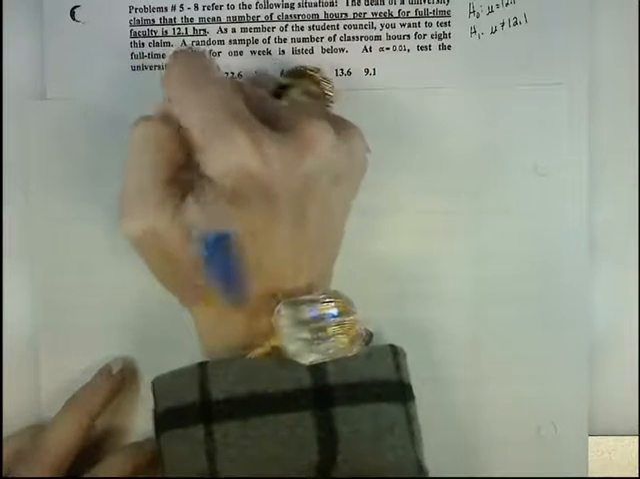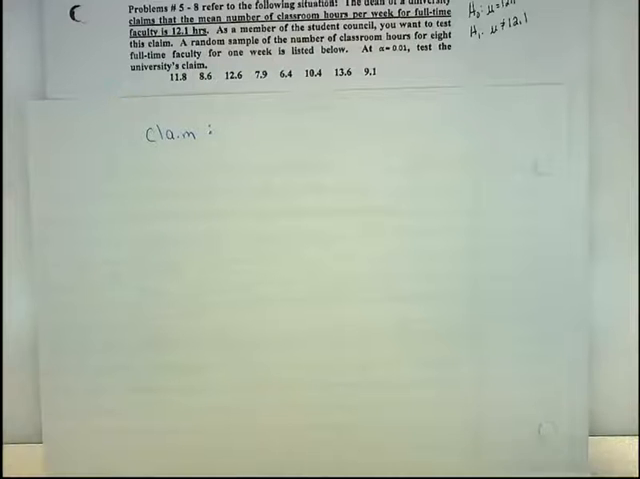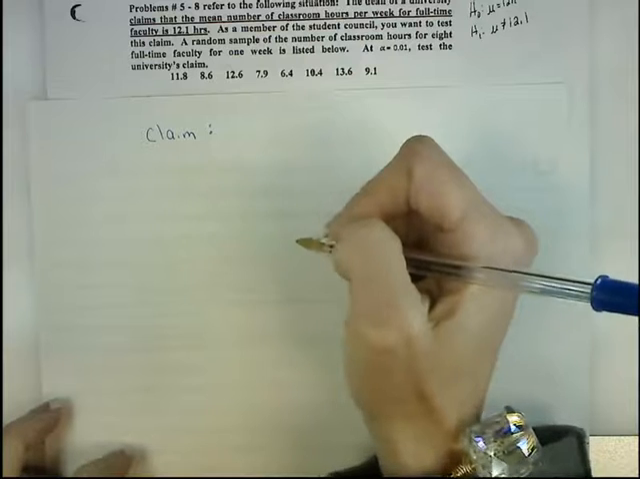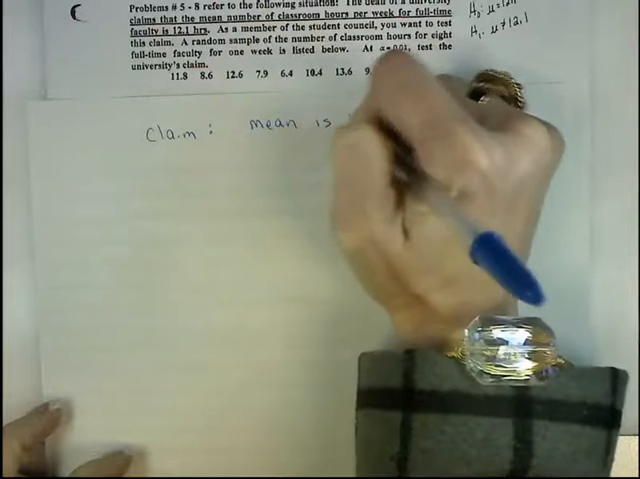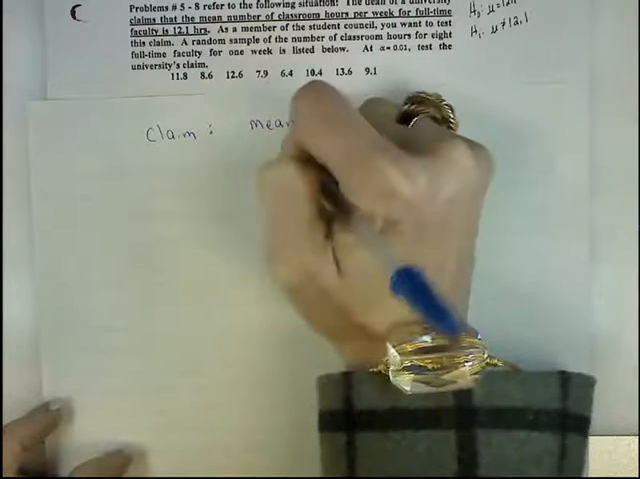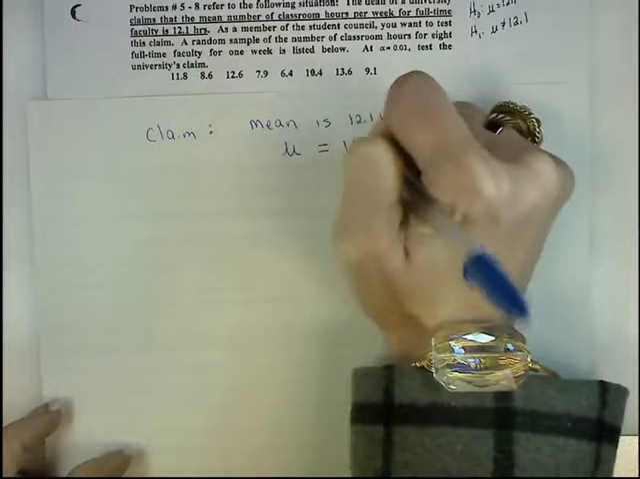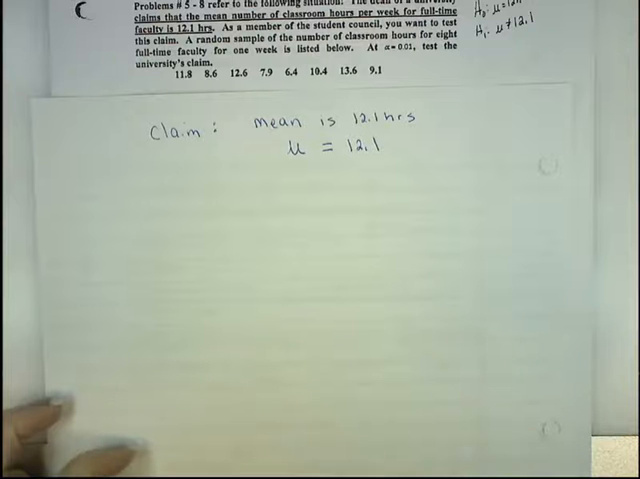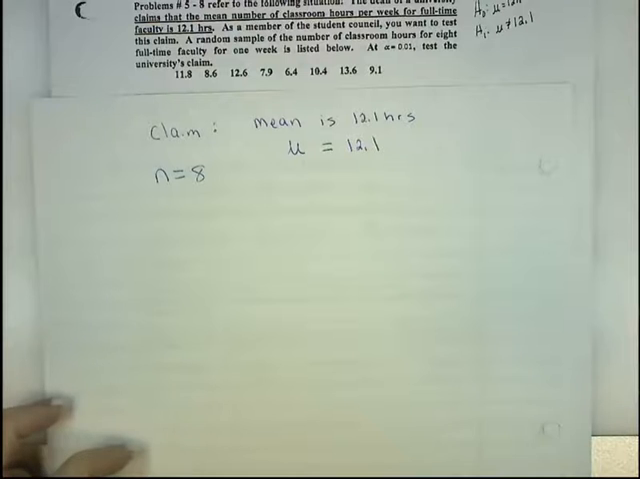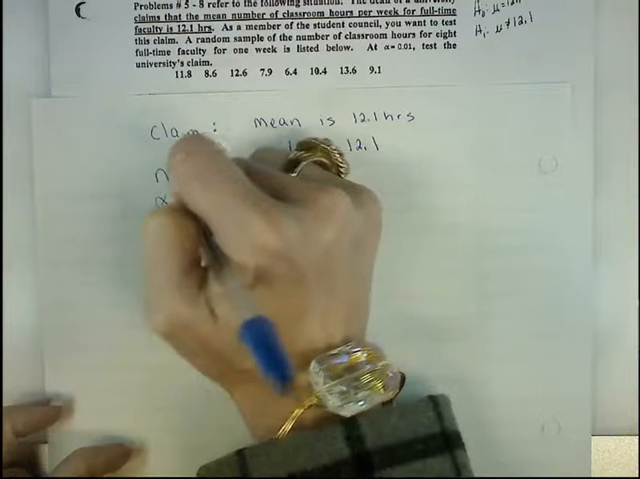Again, the first thing to do is to write down the claim. The claim from the university and the student council is testing this claim that the mean number of classroom hours per week for full-time faculty is, so the mean is 12.1 hours. Therefore, mu is equal to 12.1. To test this claim, the student council takes a random sample of 8 full-time faculty, so n is 8, and alpha is 1% to test this claim.